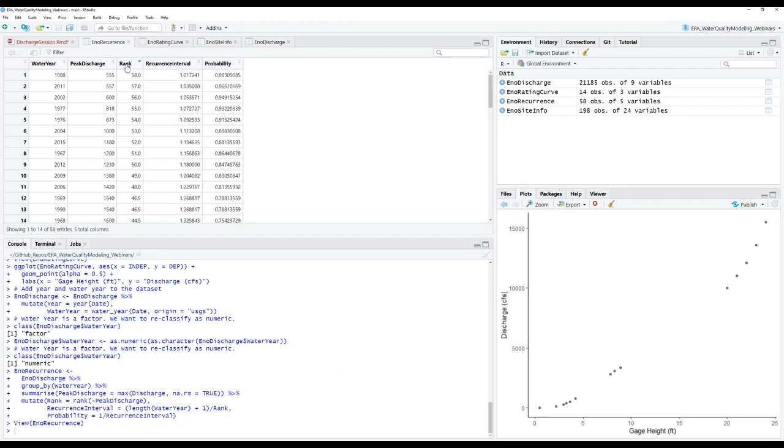Now, if we go to our bottom ranked discharges, our lowest ranked peak discharge was 555 cubic feet per second. This happens on average about once a year, and our probability of encountering that peak discharge in any given year is 98%. So this sort of tracks with what we would expect. Our most common recurrence intervals are happening about once a year, and our really rare ones are happening rarely.